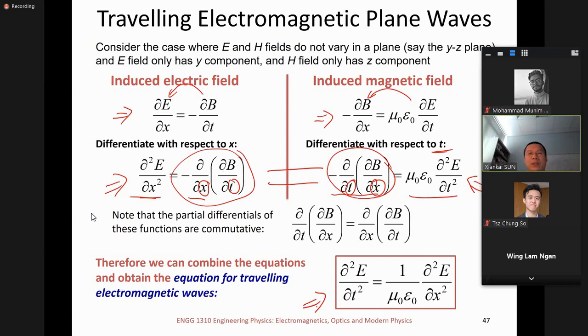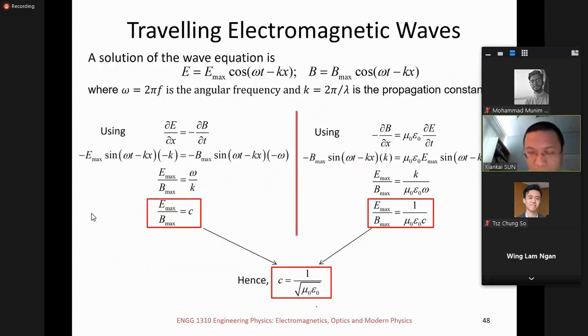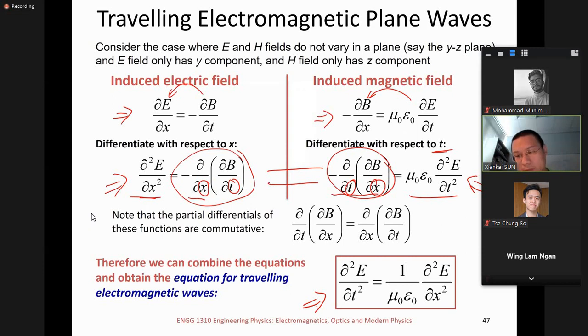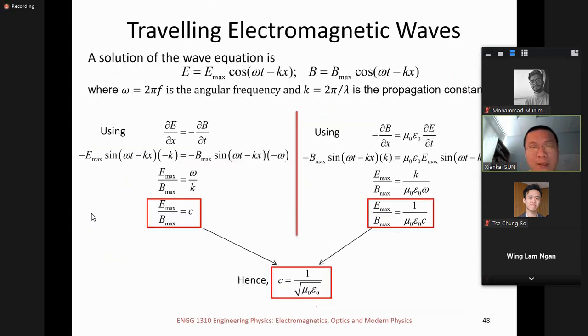All right, so based on that equation, you know that this kind of a wave equation has solutions of sine or cosine forms, right? So we then express the solutions as a function of cosine. Here the variable omega is equal to 2 pi times f, the angular frequency, and k is the propagation constant, which is defined as 2 pi over lambda. Then we just substitute the expressions into those equations.